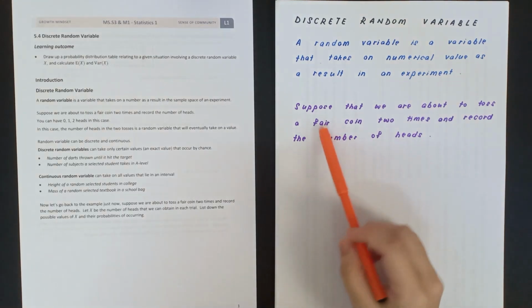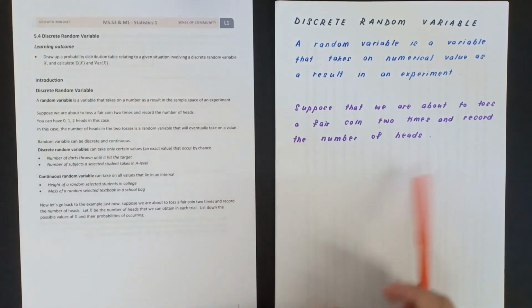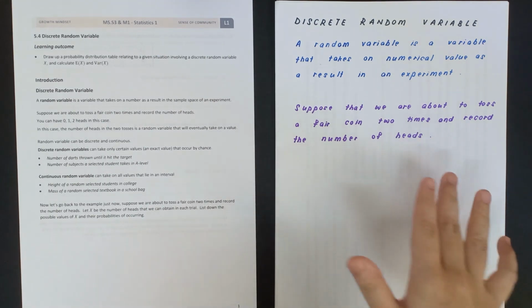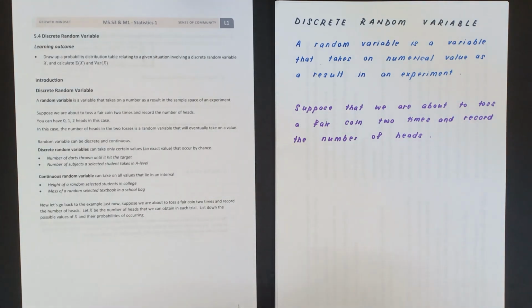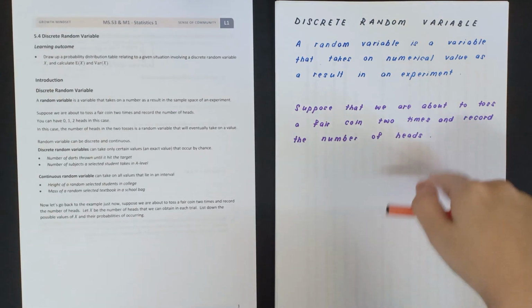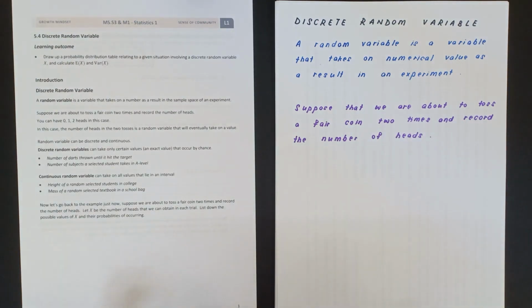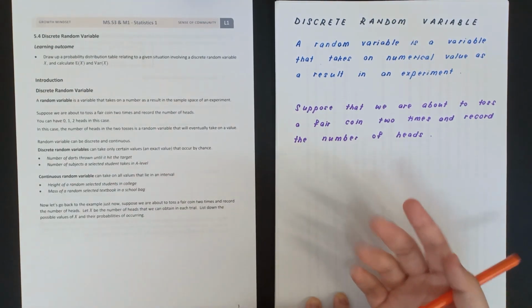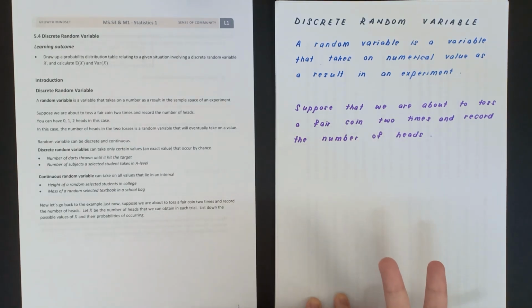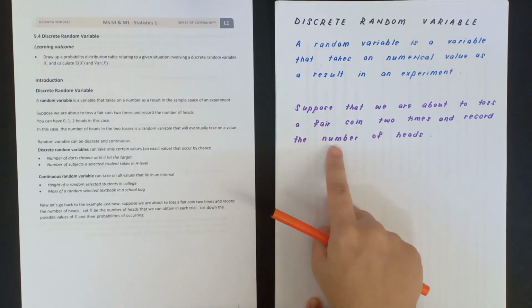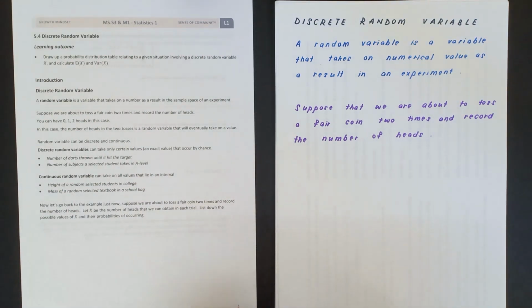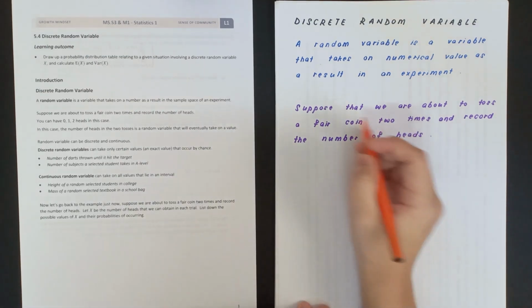Okay, number one, this is just an example here. Suppose that we are about to toss a fair coin 2 times, and you need to record how many heads you can obtain. For this experiment, what is the outcome that you are interested to know? In this case, you want to record the number of heads that you can get when you toss the fair coin 2 times. So the number of heads is basically a random variable that will eventually take a number.